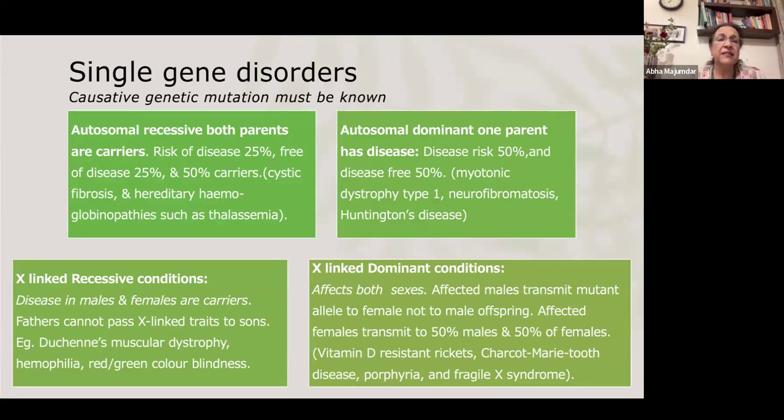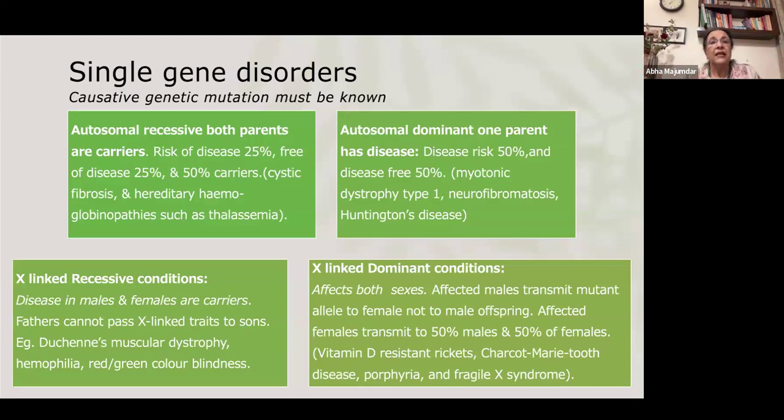They can test the parents and then say that, yes, this is coming from both the parents. So autosomal recessive, both parents are carriers. So what happens? The risk of disease would be 25%. Free of disease would be 25%, and 50% would be carriers.